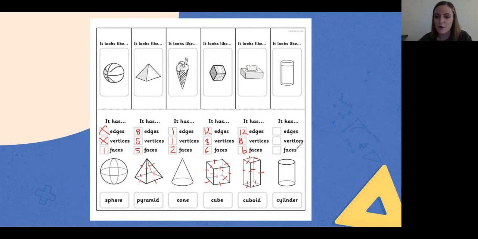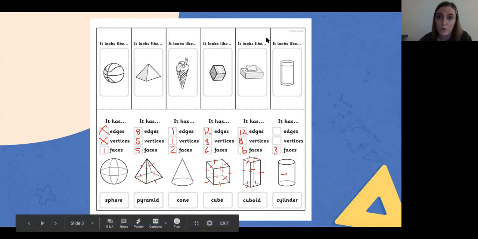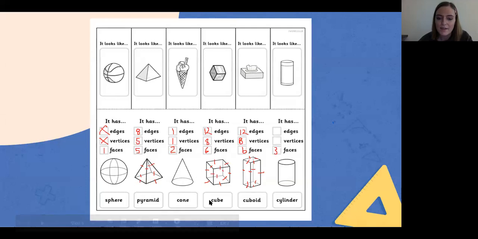Last but not least, our cylinder friend. Our cylinder has 1, 2, this whole wraparound is a face, and 3. So 3 faces, or you could say 1 face and 2 bases, which we've talked about a little bit as well, okay? I'm just gonna get rid of my line here for us. This one still does not have any vertices.